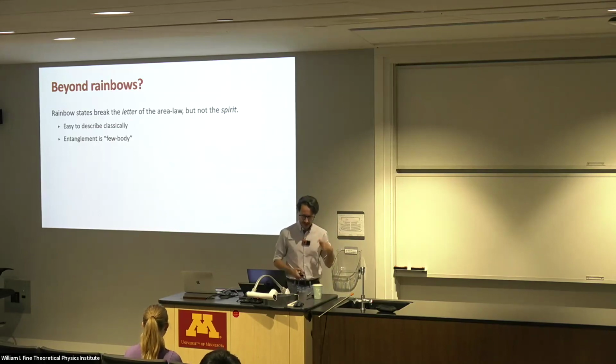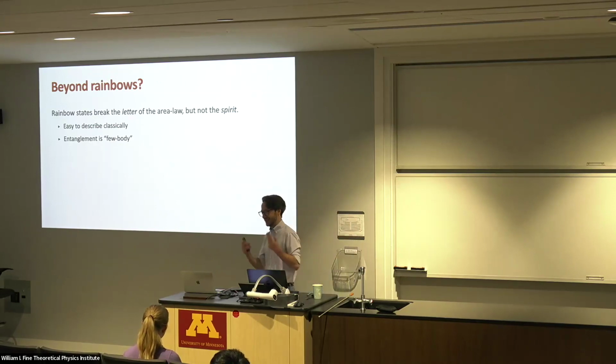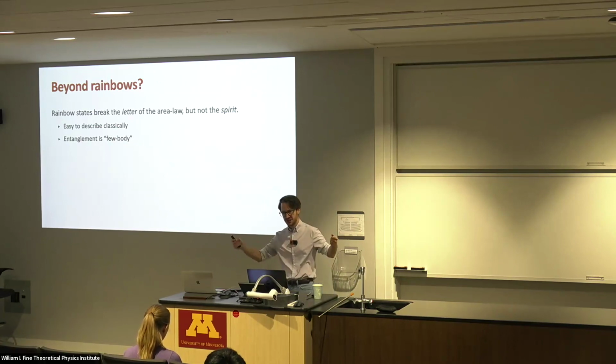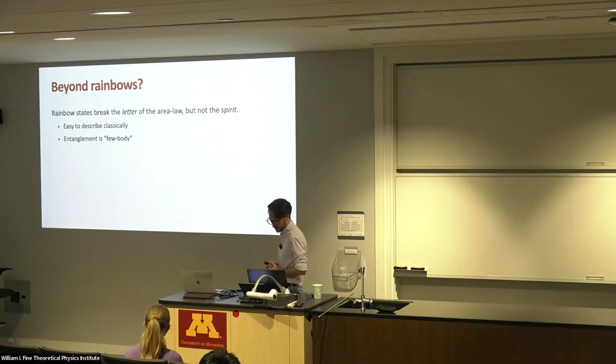However, these states, even though they break the letter of the area law because they have a lot of entanglement, in some sense don't break the spirit of that statement. They are states that are easy to describe classically. You can just draw them. You can make a tensor network of them if you want. And the entanglement is in some sense few body in character. It's mostly EPR pairs, even though they're far apart from each other. It's mostly two body entanglement, or maybe few body in situations where it's not an exact rainbow, but only approximately.